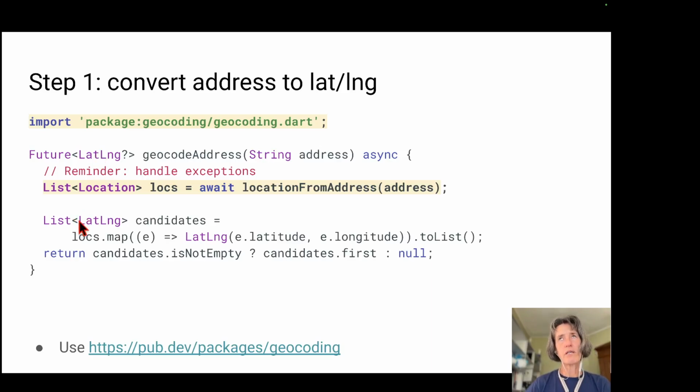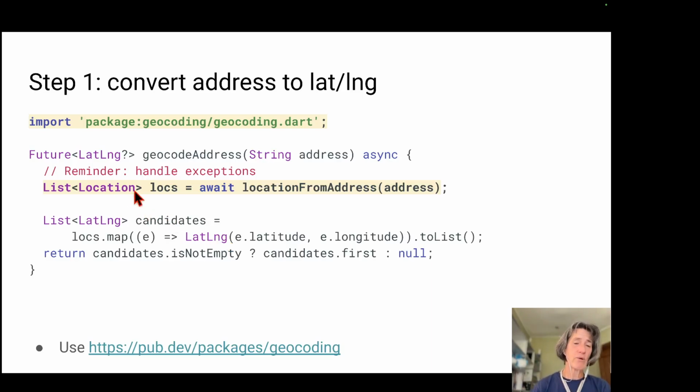It's a list because you never know whether an address will resolve. So it might be a nonsensical address that doesn't exist, then you get a null result, or it might be an address that's not unique. So then you get maybe 2 or 3 results. And either way, I'm getting my list of location points back.